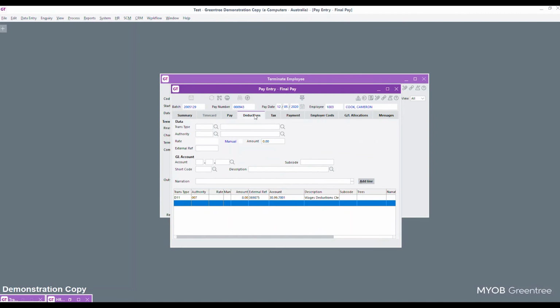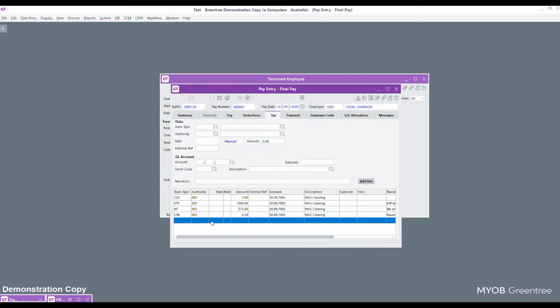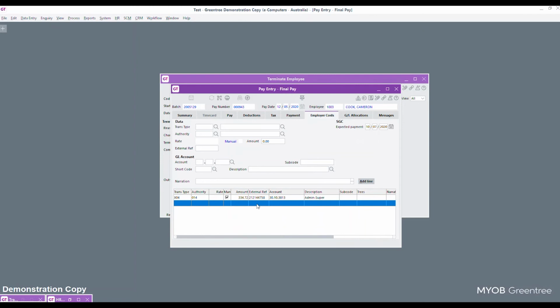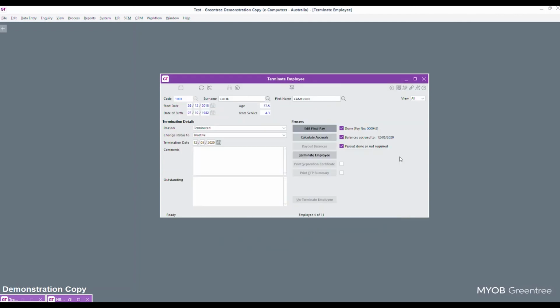Nothing has changed on his deductions, but you'll notice on his tax now that we have changes. What it's got is the $3 for his 2 days work, the ETP, and NT, which is his marginal tax rate on his annual leave on termination. And again, his employer costs haven't changed because superannuation isn't payable on termination annual leave. So we're happy with that. All the calculations are done.